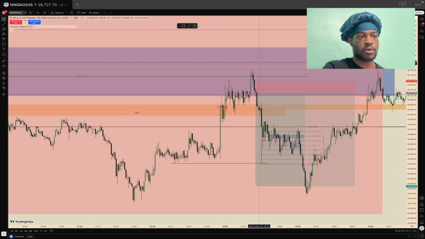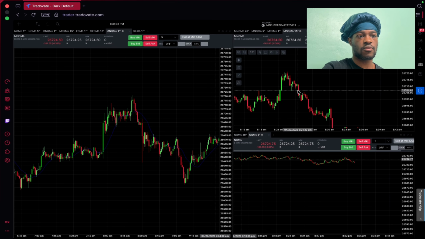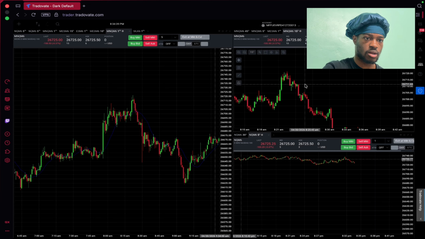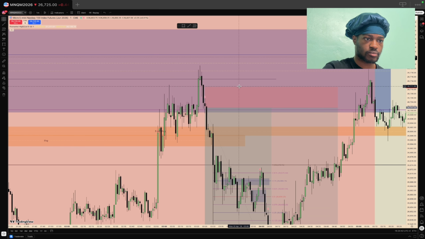If I go here, cool. You can see at 8:24 or 3:24 New York local is when this candle formed. So entry in here, optimally, stop loss at that high, yeah, at there, and then straight displacement, which we got here.